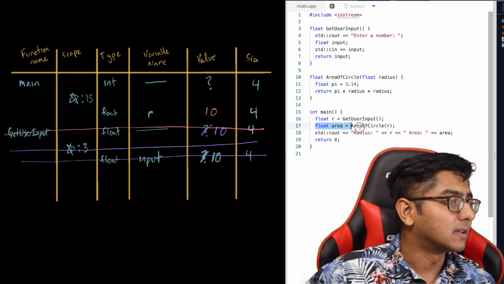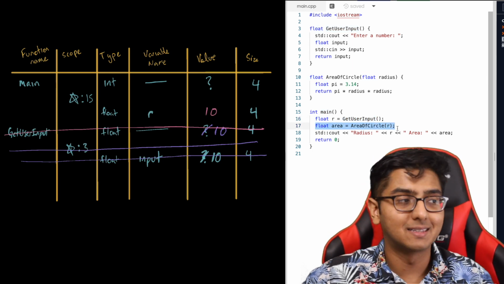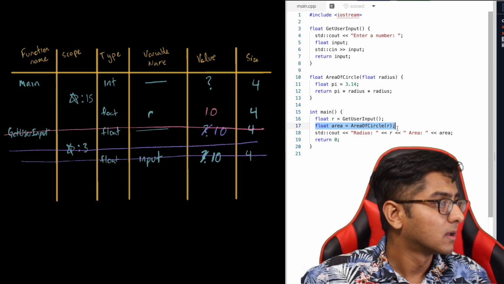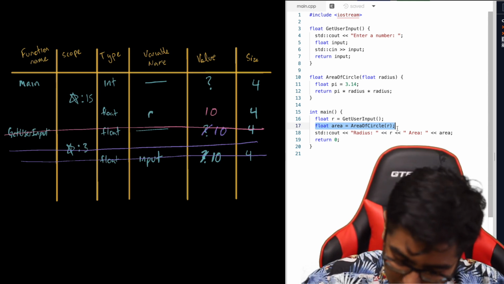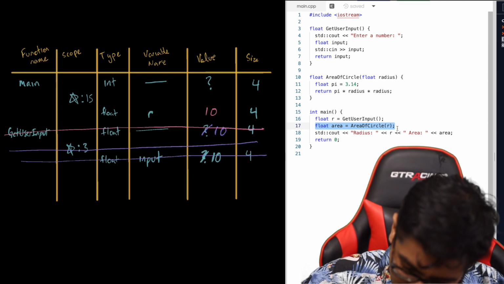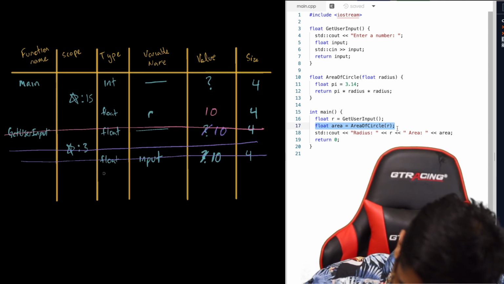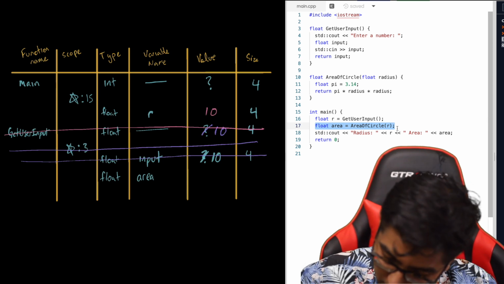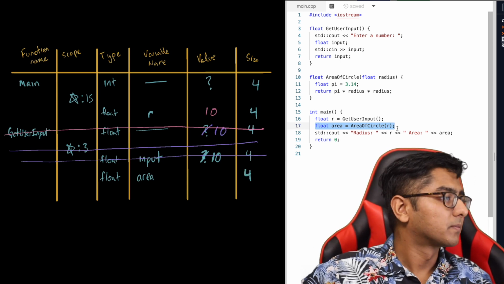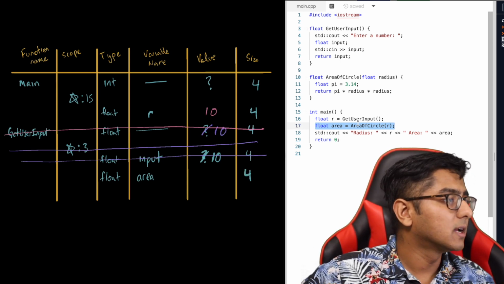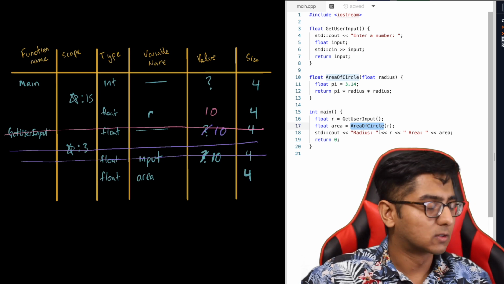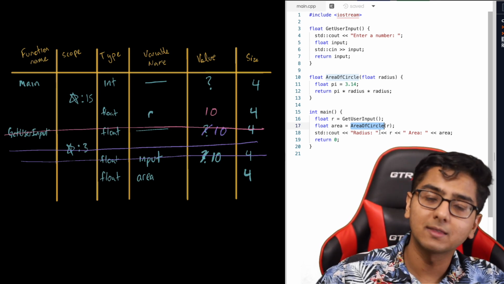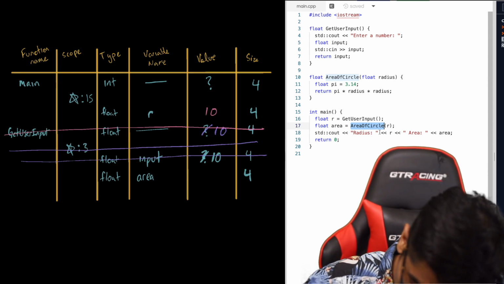Now line 17 is doing something slightly different than before. We're using a function with a parameter. So the first thing line 17 reminds me to do is to make a variable of type float called area. The size is going to be 4 because it's a float type. And I'm going to set the value of the variable area by calling the area of a circle function. So let's go ahead and do that.